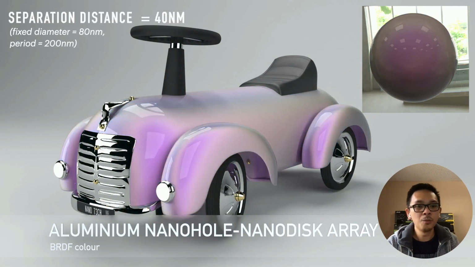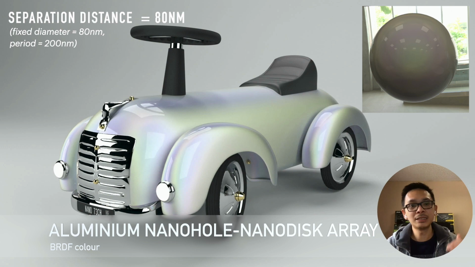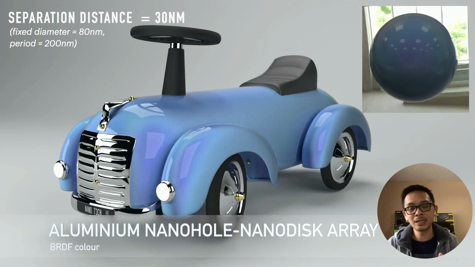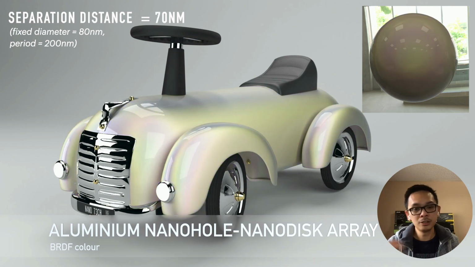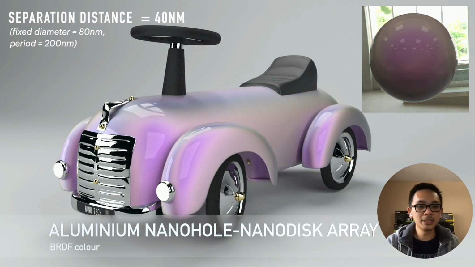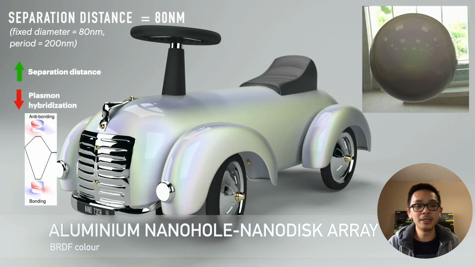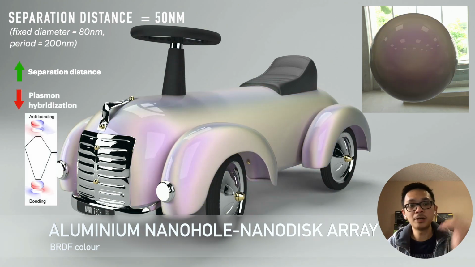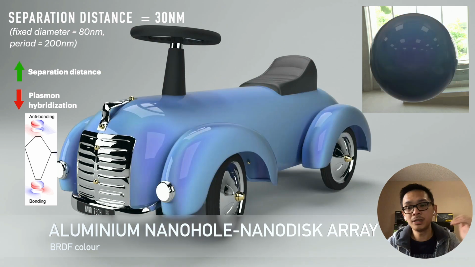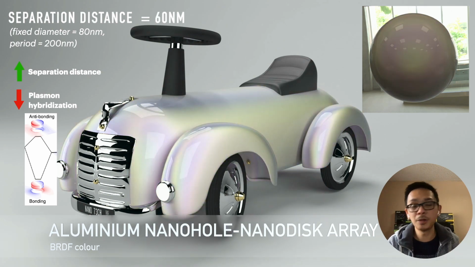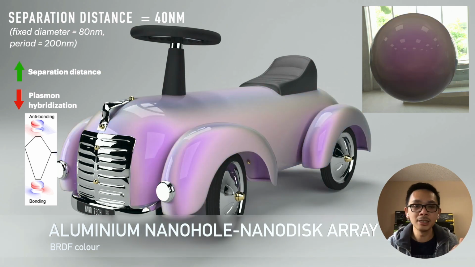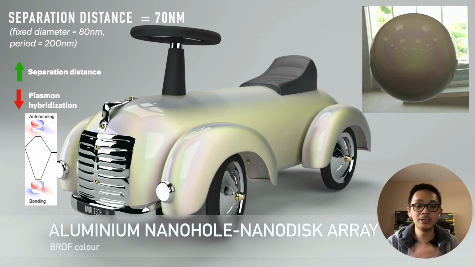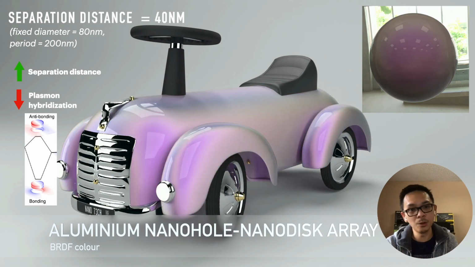Lastly, we have the hybrid structure of the aluminum nanodisk array. We vary the separation distance. What we can see over here is that the color starts fading from blue to khaki, because there is still angular dependency, but when we increase the separation distance, it reduces the plasmon hybridization between the hole and the disk. So as a result, the colors fade away.